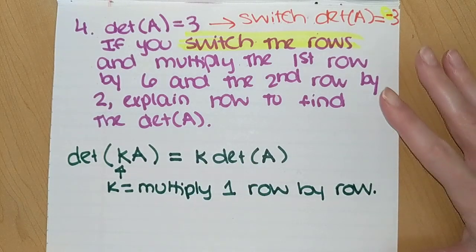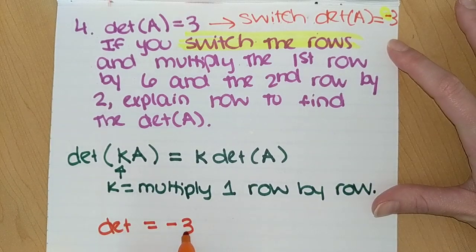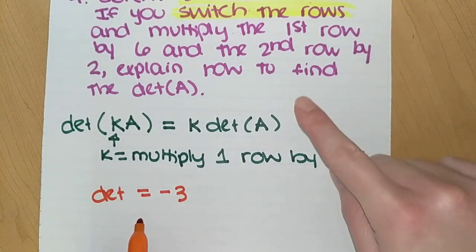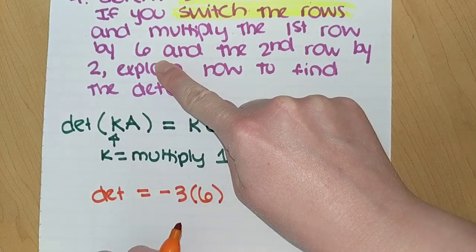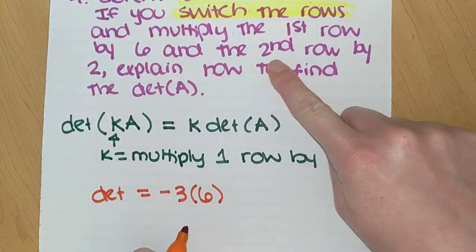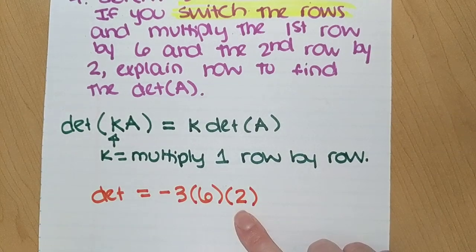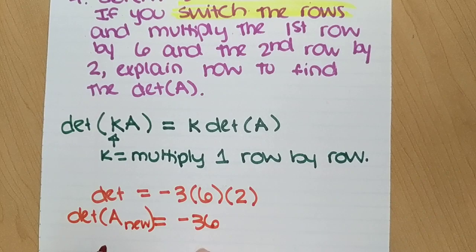So what will happen is if you start off with a determinant that is equal to -3 because you switched the rows, then if you multiply the first row by 6, that's going to multiply the determinant by a factor of 6. And if you multiply the second row by 2, that's going to change your determinant by a factor of 2. So your new determinant will be -36 of that new matrix. So the determinant of the new matrix will be -36.